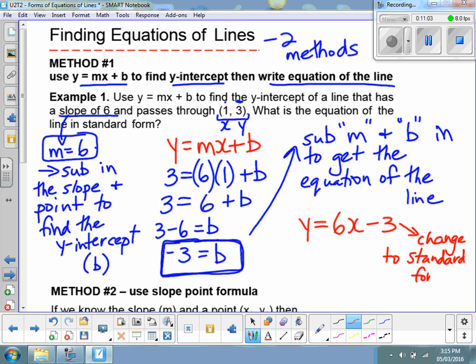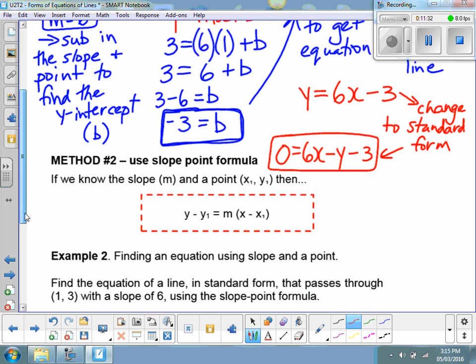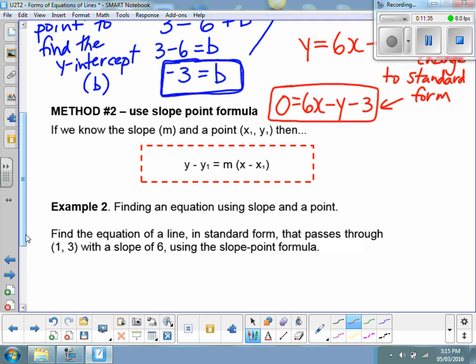So sometimes they'll ask you to write it in different forms, so you need to be aware which form they want it in. Here they want it in standard form. So standard form means we move everything over to one side. The x term comes first, then the y term. So the y moves over, it becomes -y, and then -3 on the end. And that's what it would be in standard form. So that's one method we can use to find the equation of the line. Another method we can use is the slope point formula.